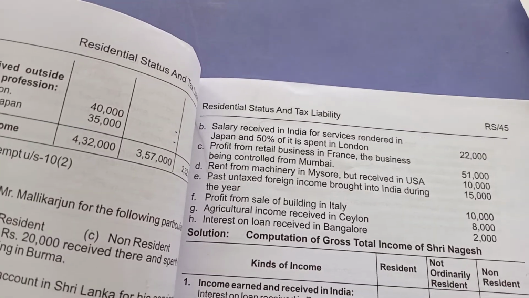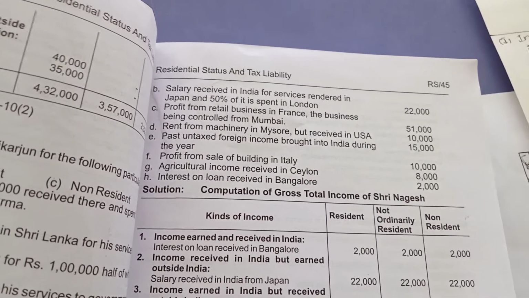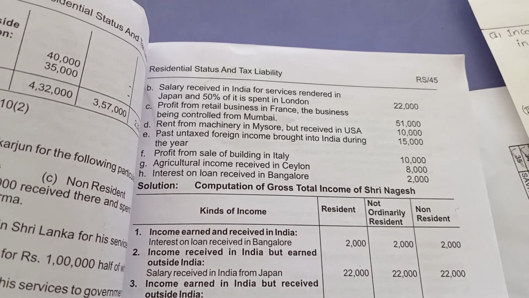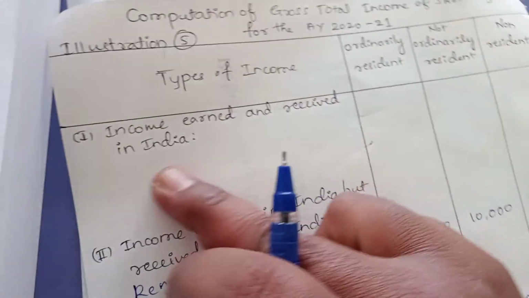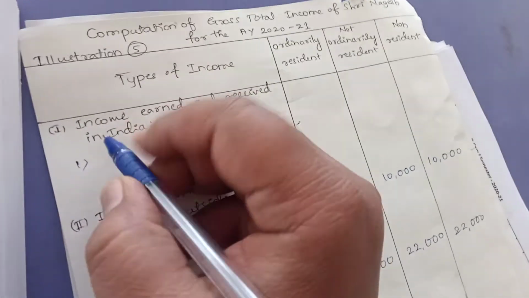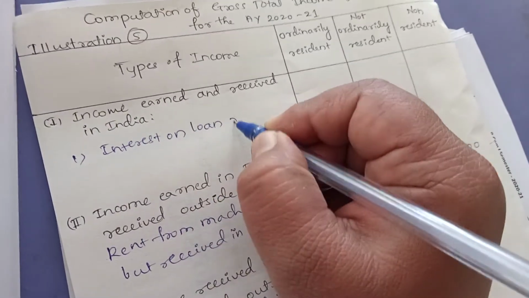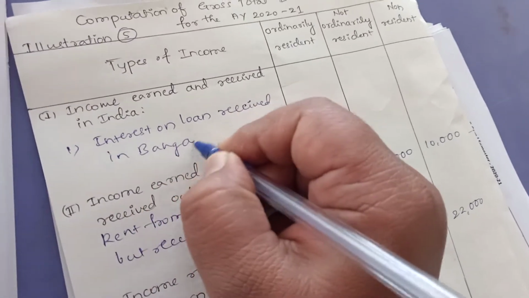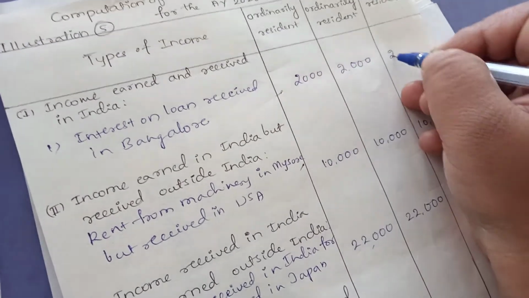Last thing is interest on loan received in Bangalore. It means that earnings have been made in India as well as received in Bangalore. Both income earned as well as income received in India only. That is why this is the head, income earned and received in India only. That is why what we are going to write: interest on loan received in Bangalore, 2,000 should be taxed in each of the columns.